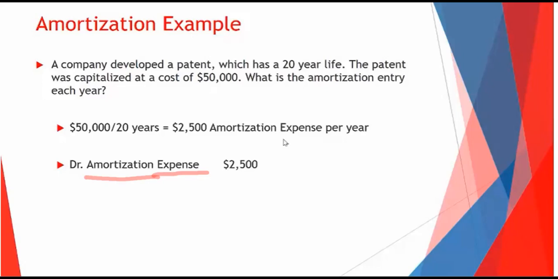So we debit amortization expense and credit the patent. There's no such thing as accumulated amortization here, you directly go to the patent. These are huge issues for companies due to mergers and intangibles.